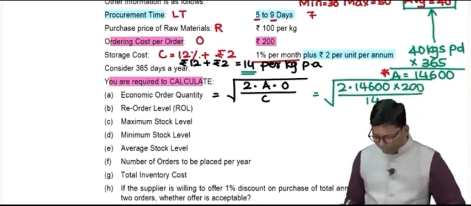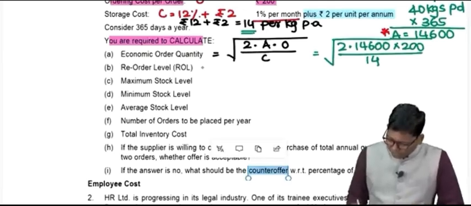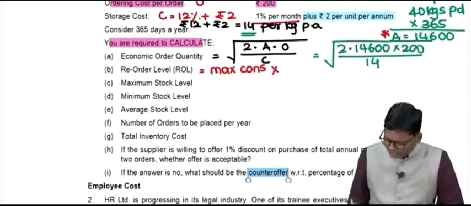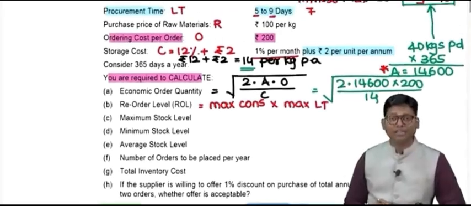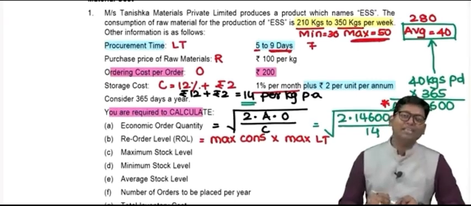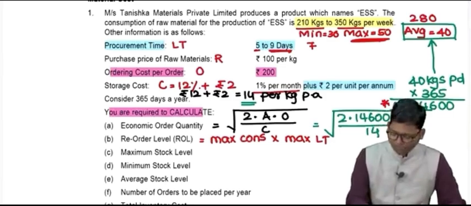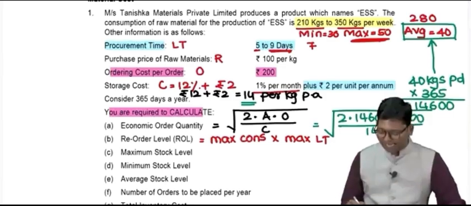Point number B is reorder level. Students, whenever you are calculating reorder level, for this purpose, very first you should consider the maximum consumption, and this maximum consumption you should multiply with the maximum lead time, and luckily both the things are available with us. Your maximum consumption is 50 kgs per day, and maximum lead time is 9 days. As safety stock is not given anywhere in the question, we need not write safety stock. So it is simply 50 multiplied by 9, 450 is your answer.